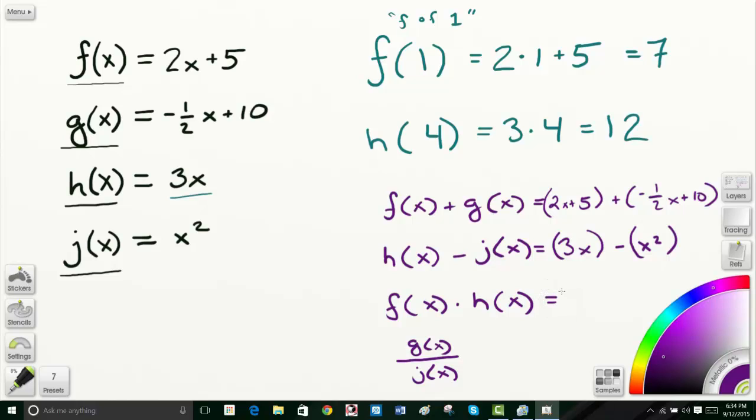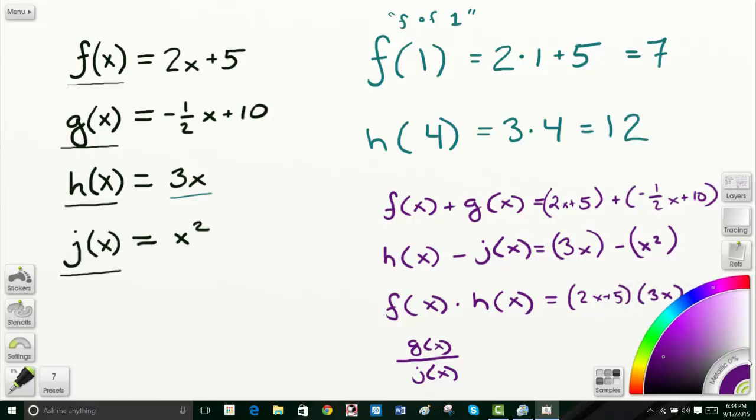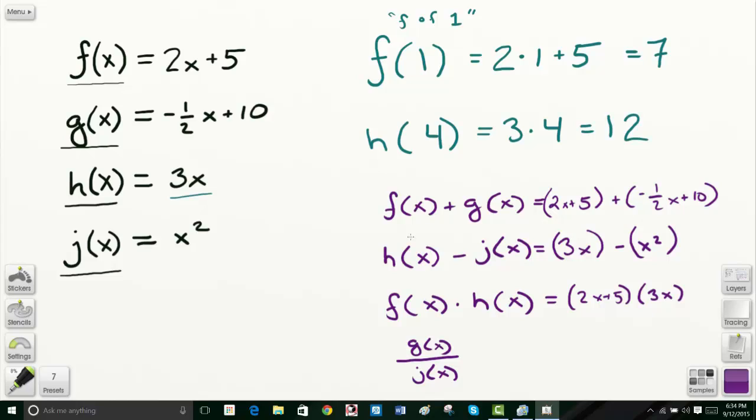I have f of x times h of x, so that would mean I would take 2x plus 5 and multiply it by 3x. You have to use a little bit of the distributive property for that one. I'm going to collapse that for us, because we'd have to take 3x and distribute it to 2x and to 5. But that would be a multiplication example. Or a division example would be negative 1/2 x plus 10, that's the value of g of x, over x squared.